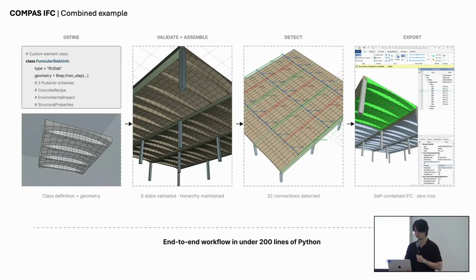And there's a quick example here where we define the prefabricated concrete floor class with built-in schema for material, environmental, and structural properties. We loaded precise BREP geometries from STEP format, assembled the building model, automatically detected its structural connections, and exported a fully self-contained IFC file with zero information loss. And all of this is done under 200 lines of code. And to our knowledge, this level of integrated end-to-end workflow is almost unheard of in any existing tools.